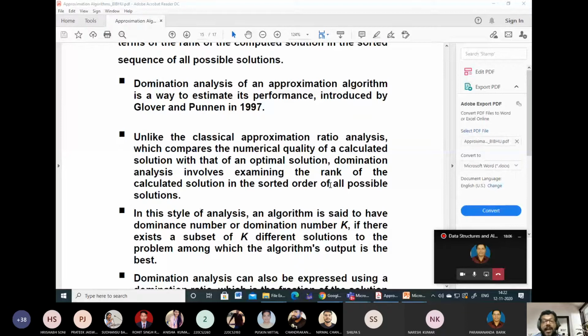Okay, so this involves examining the rank of the calculated solution in sorted order for all possible solutions. That means the optimal solution is known to you and you proposed one approximation algorithm for a minimum spanning tree. So your solution value can be computed. Then there is a second approximation algorithm for minimum spanning tree, so that also returns a value. So what we can do, we can grade those algorithms depending on which particular algorithm is close to the optimal solution. So we can rank them.